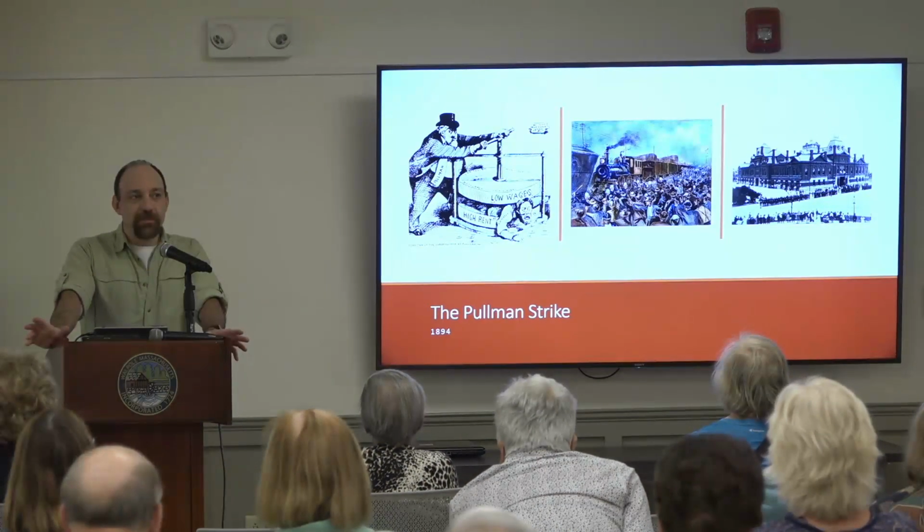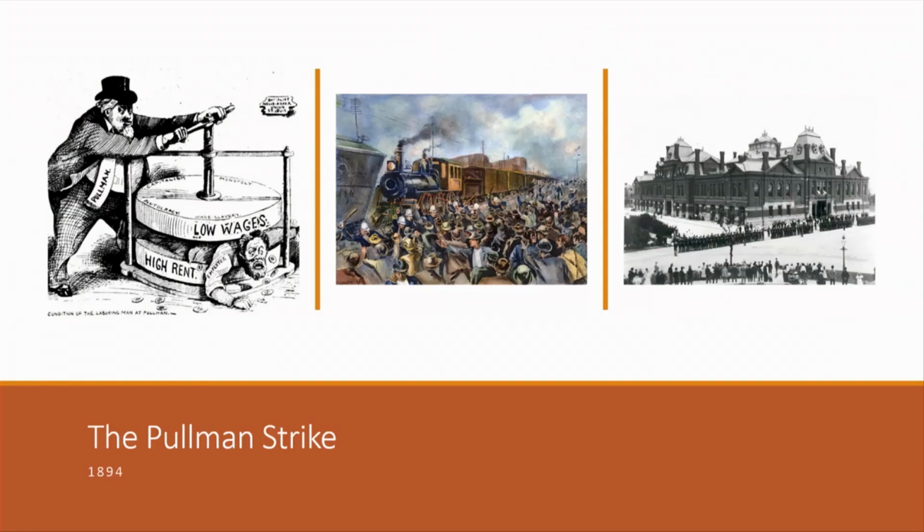Now, what was the Pullman strike all about? What was the Pullman Company all about? What did they make? Railroad cars. The Pullman Palace Car Company made the best, most famous, most luxurious railroad cars in the world at that time. Their Pullman cars were virtually on every train across the United States.